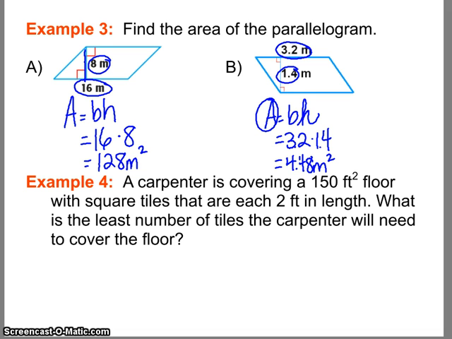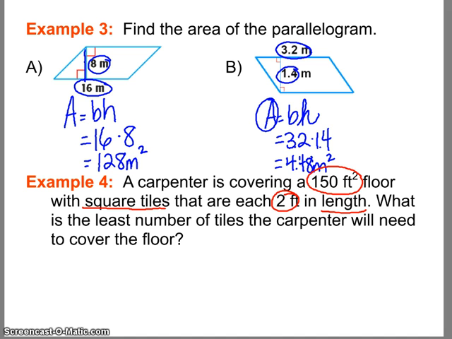Okay, Panthers, last one, example 4. This is a little tricky. Now, we've spoken in the past: whenever you can draw a picture to represent your story problem, please do that. Let's go through and cube this. Okay. A carpenter is covering a 150 square foot floor with square tiles that are each 2 feet in length. What is the least number of tiles the carpenter will need to cover the floor?